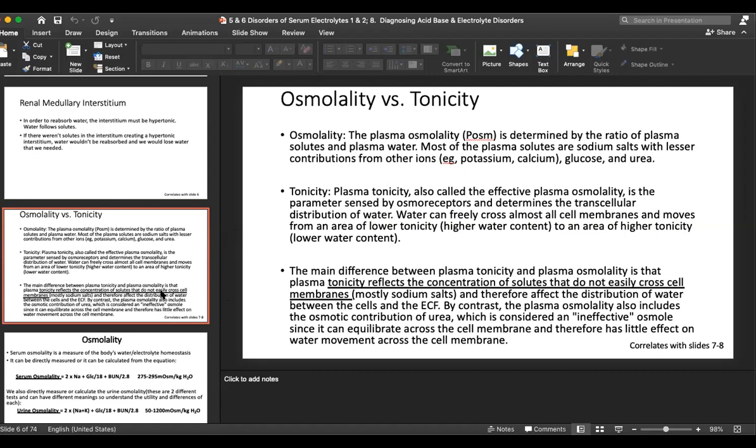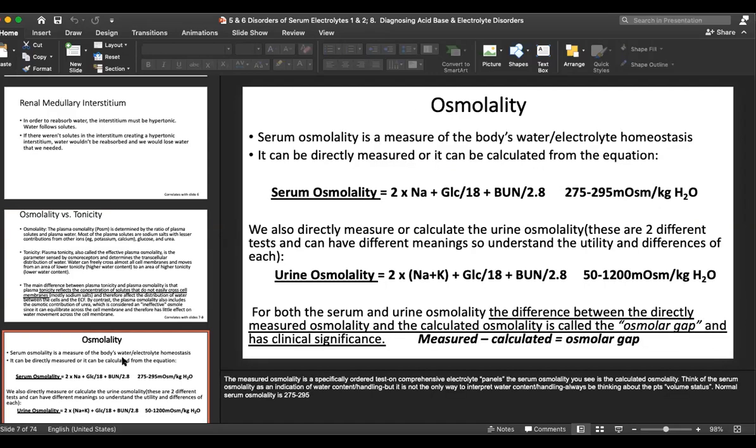Okay, it's important to know the difference between osmolality and tonicity. And it's kind of confusing, but the main difference to know is that tonicity reflects the concentration of the solutes that don't cross the cell membrane that easily. So mostly sodium salts. Most of the time you're going to probably talk about the osmolality, but sometimes you need to talk about the tonicity. So this is just a slide that gives you the definitions of both and the difference.